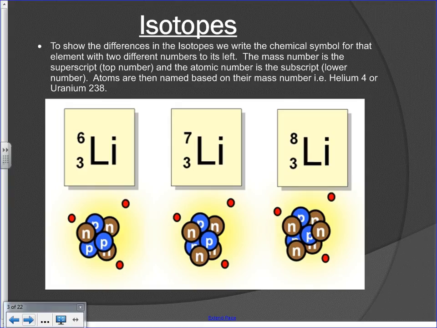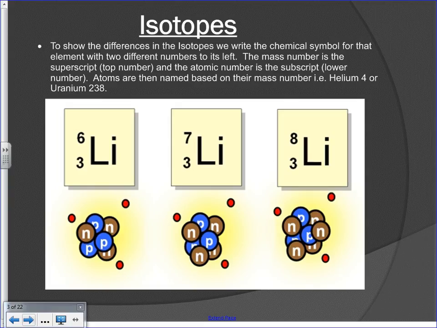All right, so to show the different isotopes, we write the chemical symbol for that element with 2 numbers to its left. The mass number is the superscript, so the top number, and the atomic number is the subscript. So if we're looking at lithium, lithium has how many protons in it? 3. All forms of lithium have 3. If it had 4, it would be beryllium.